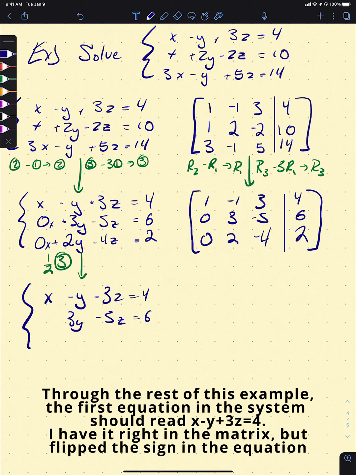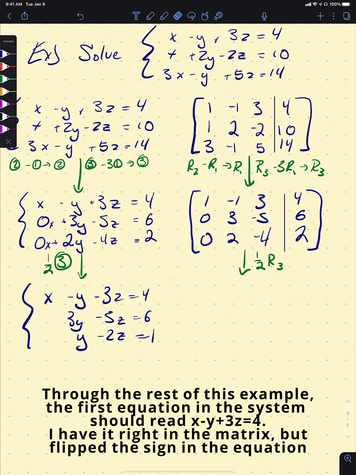And then for our last one, we're multiplying by 1/2, so it looks like we're going to get y minus 2z equals 1. Okay. For our augmented matrix, we're going to do the same thing. We're going to do 1/2 times row 3. Okay.